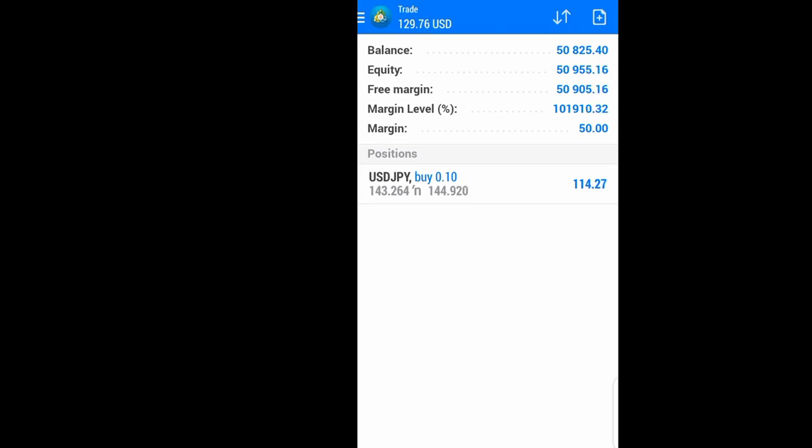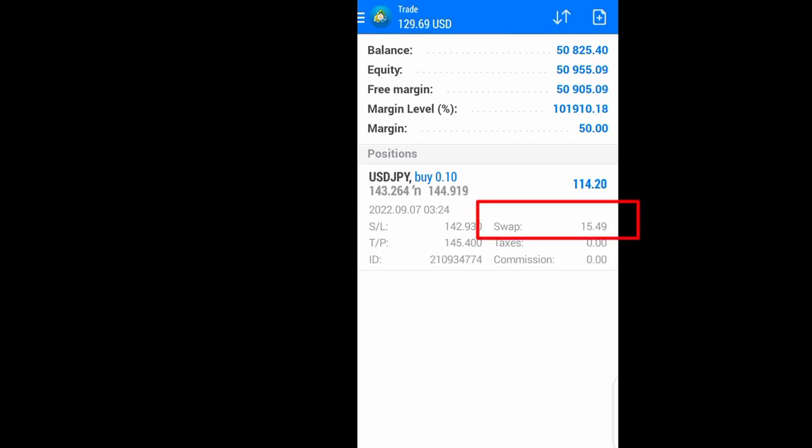Looking at the screen right now, I have a trade on USD JPY, and the trade is making $114. However, when you look at the total, you're having about $129. That's about $15 extra. Now, let me show you how it got to $130. When I open the detail of the trade, you find out that I've earned $15.49 as my swap. So, what is a swap?